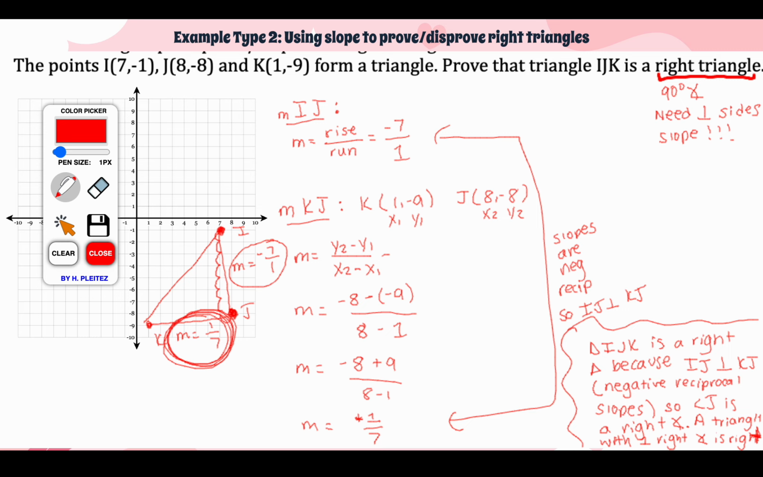All right, wonderful. So just know that if you're trying to prove equilateral, scalene, or isosceles, you need to use your distance formula. If you're trying to prove that it's a right triangle, you need slope formula. And there could be a combination. Maybe you need to prove isosceles right triangle or scalene right triangle, and that's just going to be a combination of the two methods.